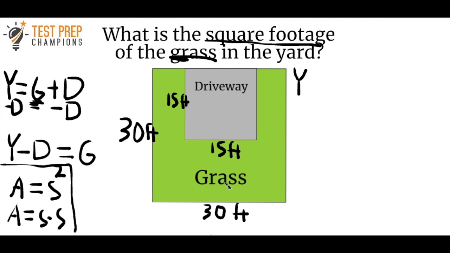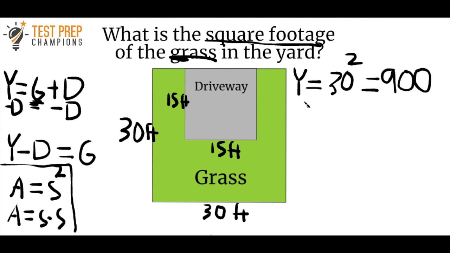So to find the area of the yard, we first note that the yard is shaped like a square, and then we would do side squared. So we would do 30 squared, and 30 squared is 900. I used the calculator off screen. I didn't know that off the top of my head. And so that's the area of the yard.